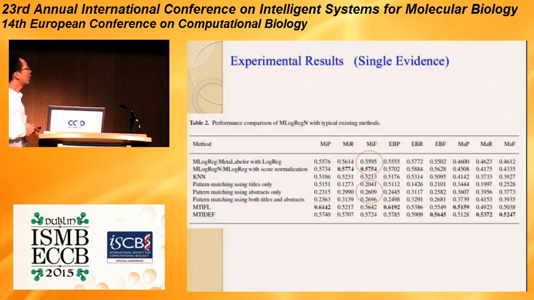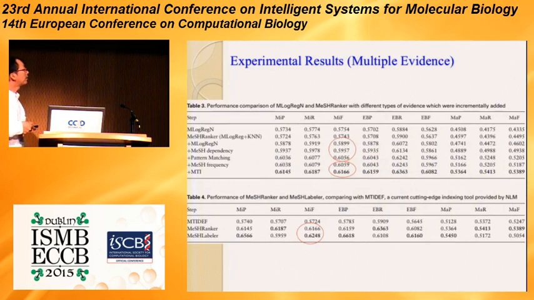Here is the result from the single evidence. Actually, here we can say after we do the score normalization, the macro F is increased by more than 0.01. And we also found that using pattern matching to extract the MeSH terms, if we're using both the title and abstract, the result is better. And these two are from the MTI.